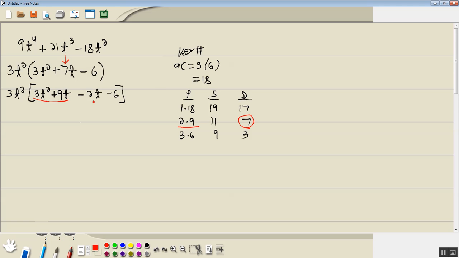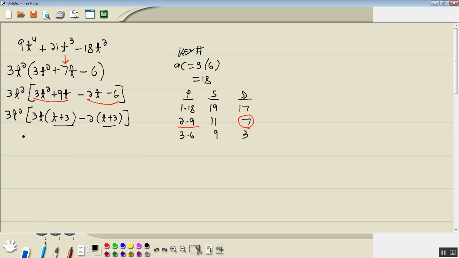Now we're going to group these two terms together, and we'll group these two terms together, and we'll factor by grouping. Those first two terms have a GCF of 3t. I'm going to factor that out. That gives me t plus 3. Second group, both divisible by 2, and the first term is negative, so we'll factor out a negative 2. And that gives us t plus 3.